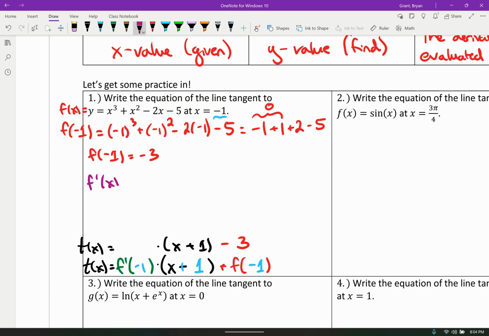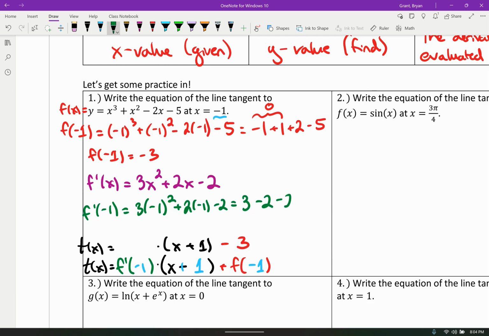Again, at this stage, you should know how to find the derivative. 3 comes down, 2 comes down, drop the x, negative 5 becomes 0. And then we find f prime of negative 1. Same thing, challenge yourself to do some mental math. I don't think it's too scary here. 1 times 3 is 3, minus 2, that's 3 minus 4, or negative 1. And there we go, we have a tangent line.